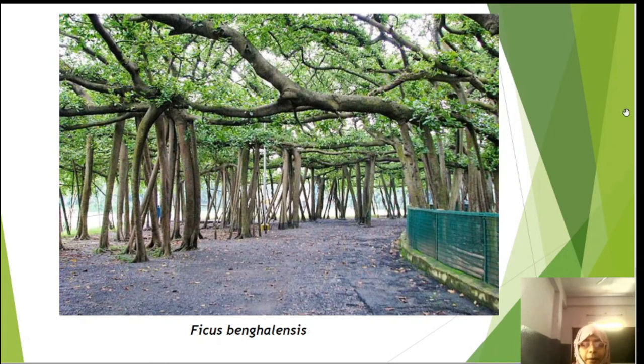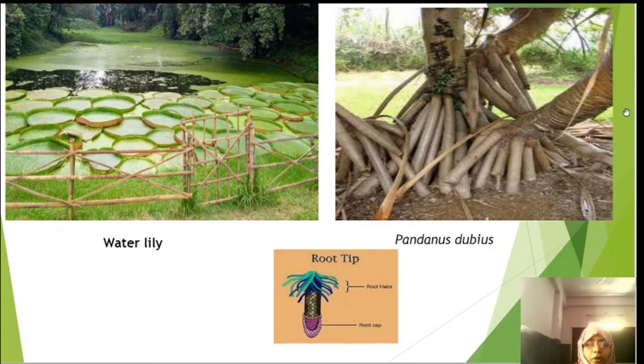Now, what happened initially in between these days? The main trunk, from where the tree was positioned, was infected by some infection. So that main trunk has been removed, and the whole tree is only dependent upon these prop roots. The main trunk has been removed due to infection, but the plant is still surviving just on these prop roots. And one more, the water lily: you can see those are not plates, those are leaves. This is the giant water lily.